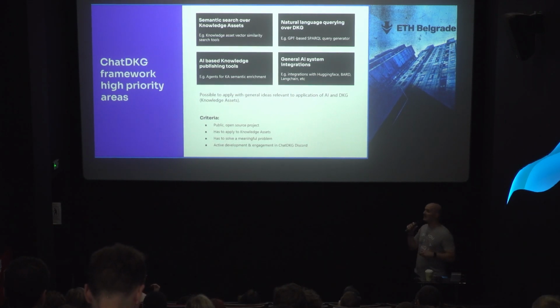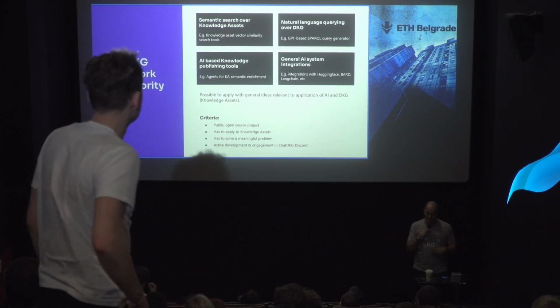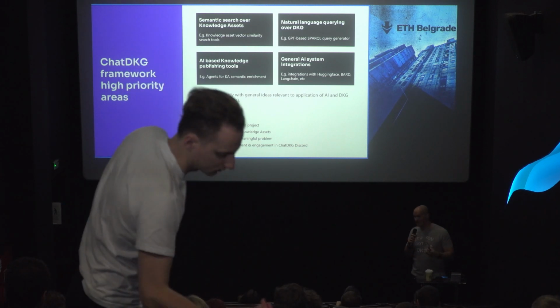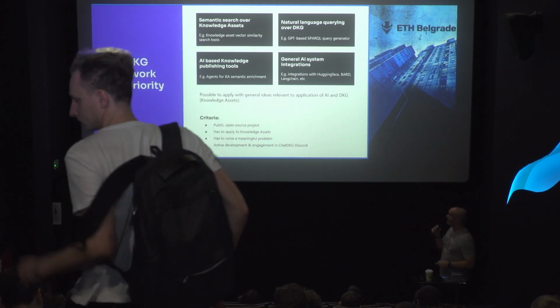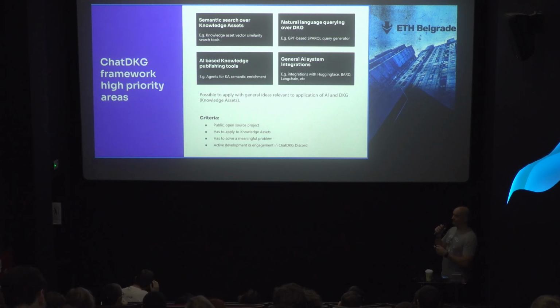For example, if you have an idea that doesn't fall into these categories, but you have some cool idea to leverage knowledge assets with an AI tool, that's also applicable. So even outside of that, if we didn't cover it with these four, if you have some cool idea, just give us a ring. The criteria it needs to meet is that it has to be a public open source project. It cannot be something proprietary you build and don't share with the community. It has to apply to knowledge assets. It has to solve a meaningful problem. And obviously, you have to do this in active community development.